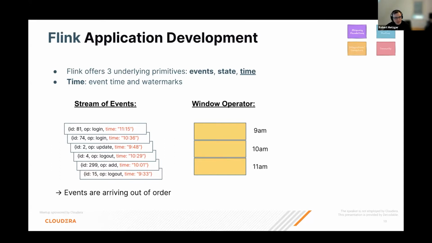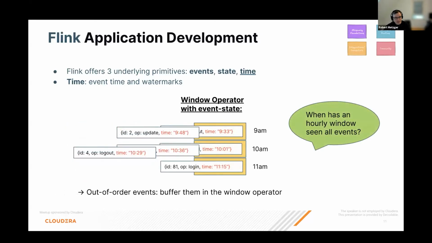And we want to collect this stream of events, which is arriving out of order, into these windows. And Flink can do that. So Flink will buffer the events in the window operator so that we can collect all the events that happened between, let's say, 10 and 11 here.